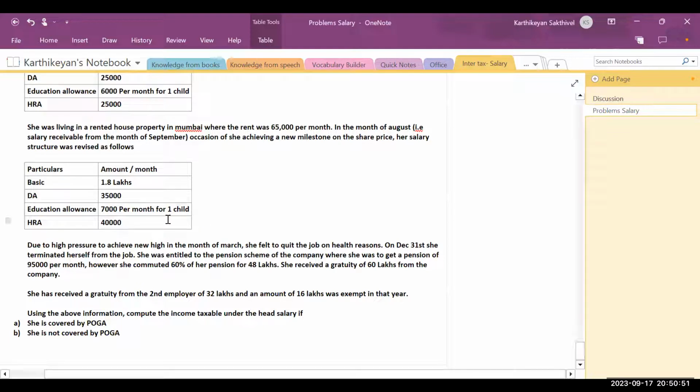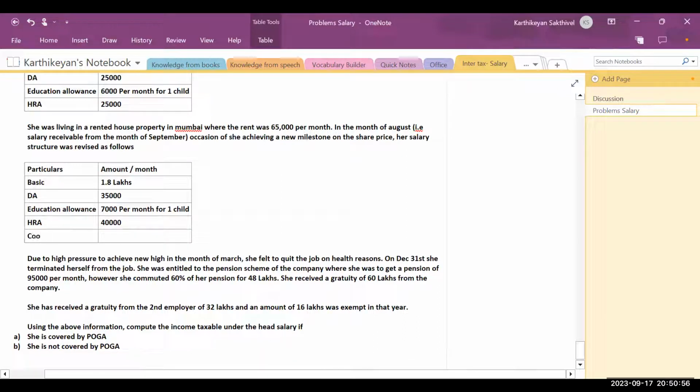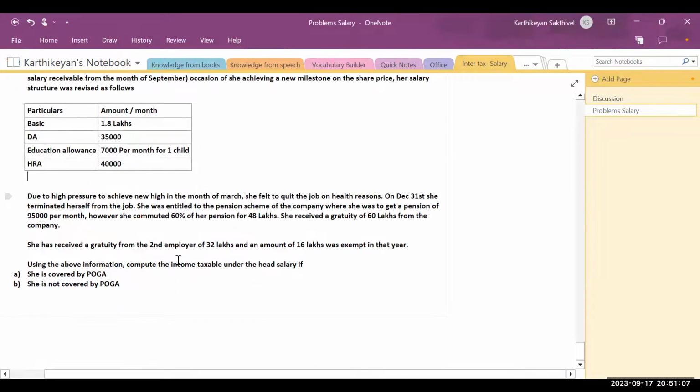She was entitled to the pension scheme of the company where she was to get a pension of 95,000 per month. However, she commuted 60% of her pension for 48 lakh. She received a gratuity of 60 lakh from the company. She has received a gratuity from the second employer of 32 lakh and an amount of 16 lakh was exempt in that year. Using the above information, compute the income taxable under the head salary. Assume she is covered by POGO, she is not covered by POGO.